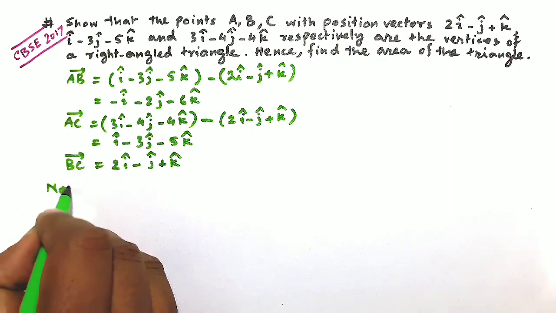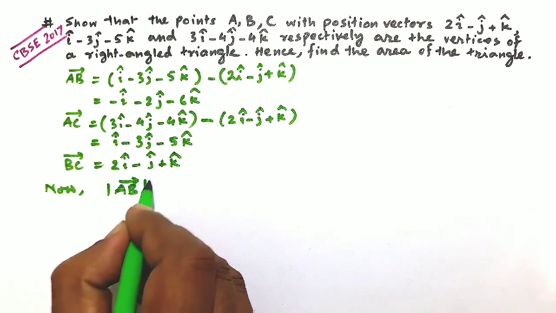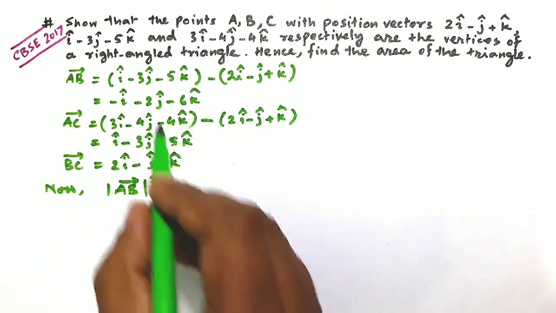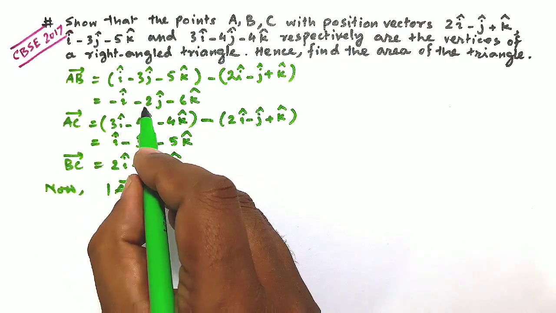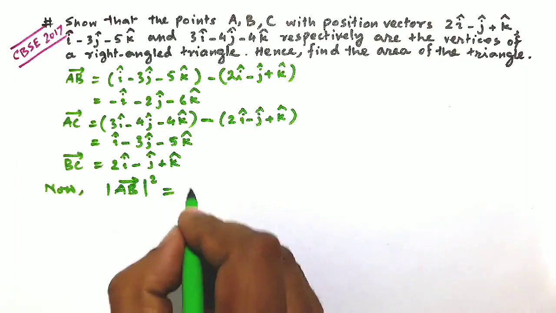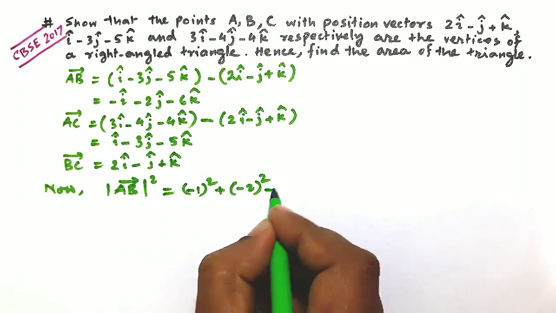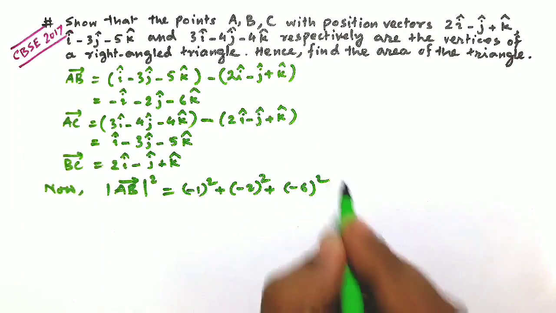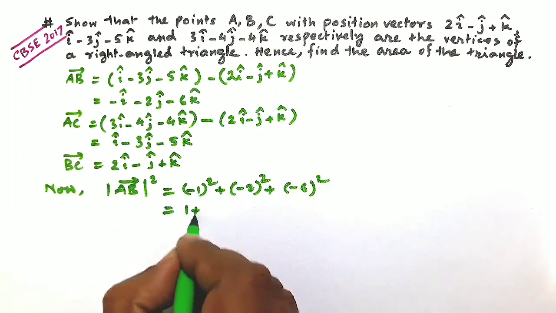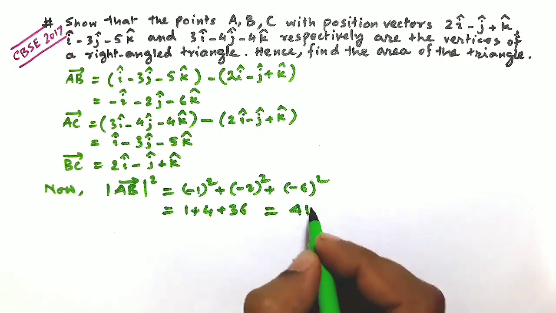Now the modulus of the AB vector, its square will be minus 1 square plus minus 2 square plus minus 6 square. So we write it here: minus 1 whole square plus minus 2 whole square and minus 6 whole square. So this is 1 plus 4 plus 36, which is equal to 41.